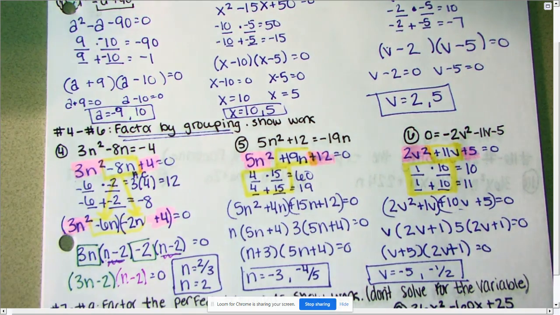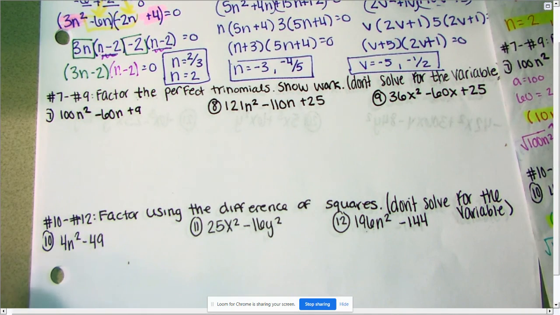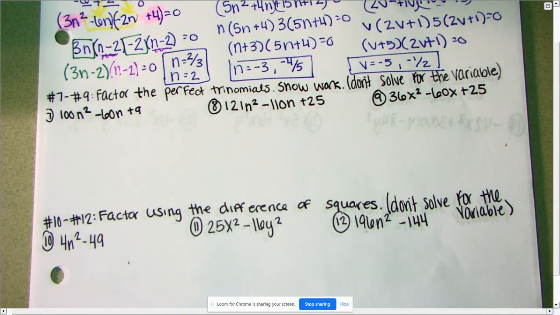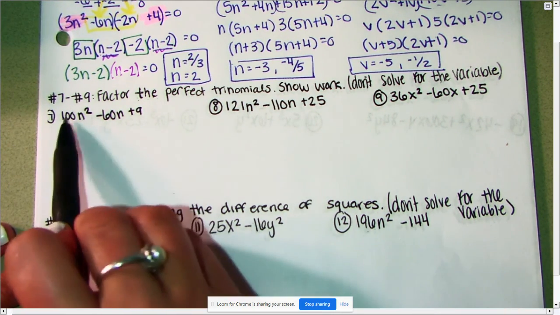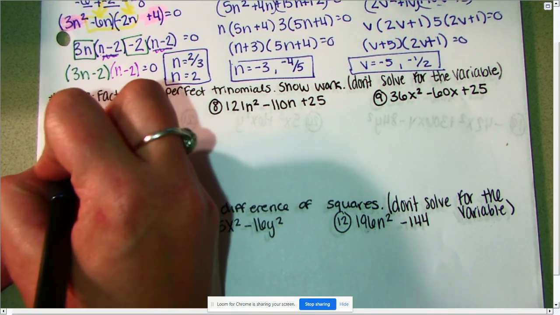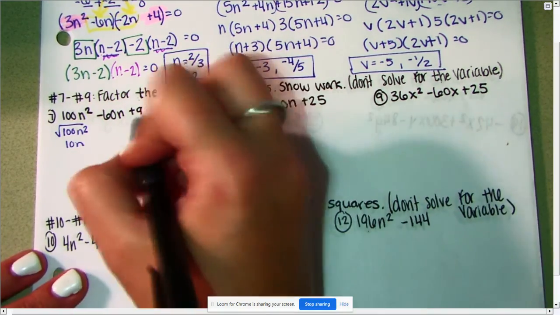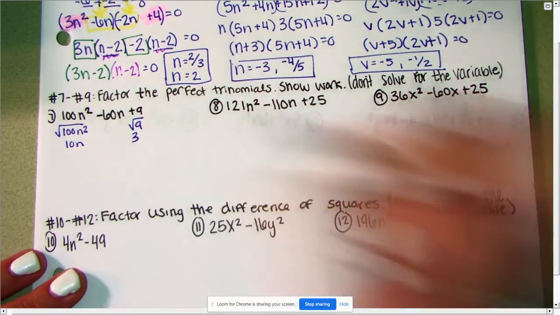All right, perfect trinomials are an even more shortcut to some of your other factoring methods, okay? If you haven't learned perfect trinomials, we're going to talk through what it means to be a perfect trinomial. The first requirement is that it's a trinomial, and it is. Requirement number 2 is that these two values must be perfect squares. So if I square root 100n squared, I get 10n, so that is a perfect square. If I square root positive 9, I get 3, so I'm good.